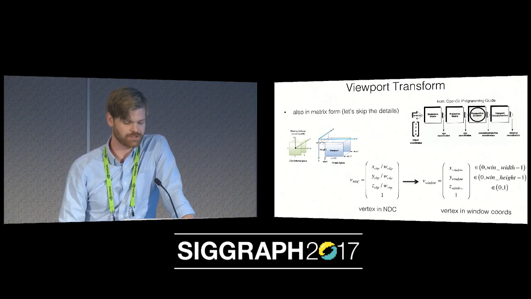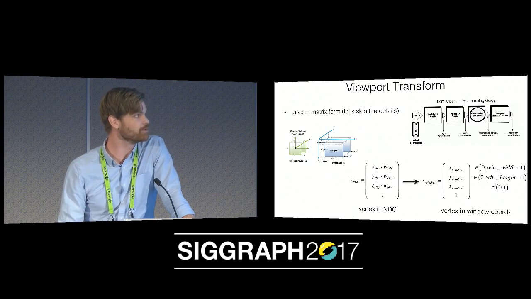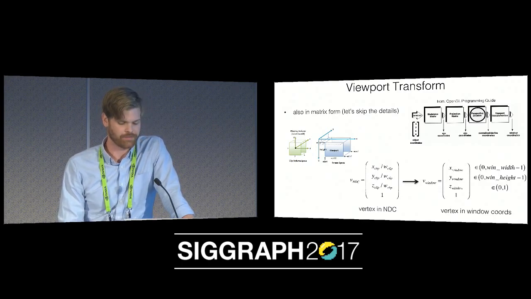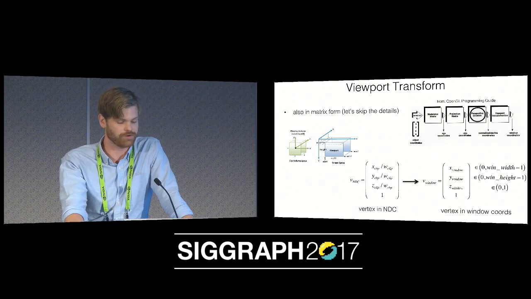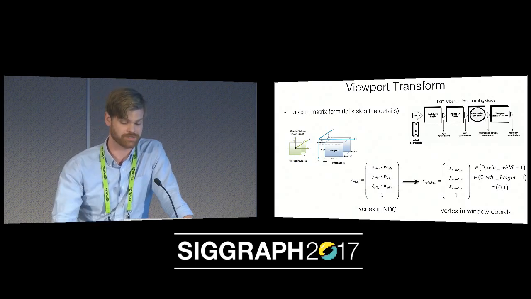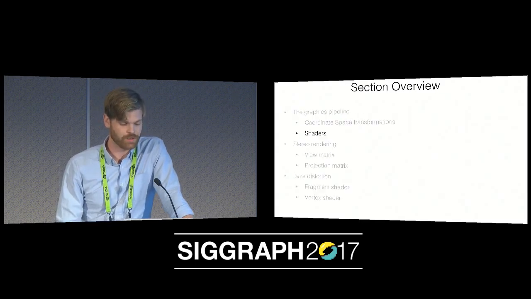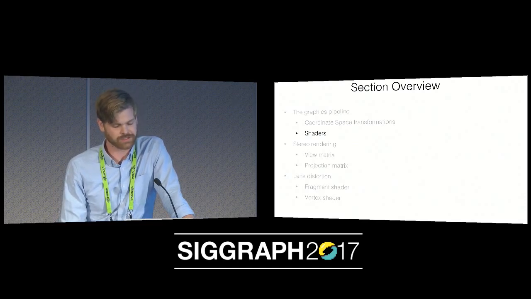And then we can convert this to the viewport with the viewport transform, also in matrix form, that I'm going to omit for now. But this essentially creates the mapping that ends up projecting the information onto your window, which ends up mapping to the pixels on your display. So we're done with the coordinate space transforms. We'll come back to the view and projection matrices in a little bit.